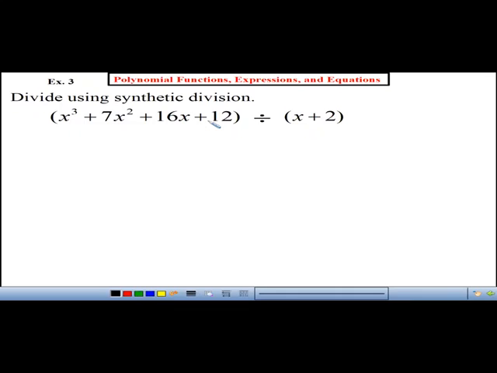All right, here it goes. 1, 7, 16, 12, divided by -2. Pay attention to this part. Ready? Here goes the process.